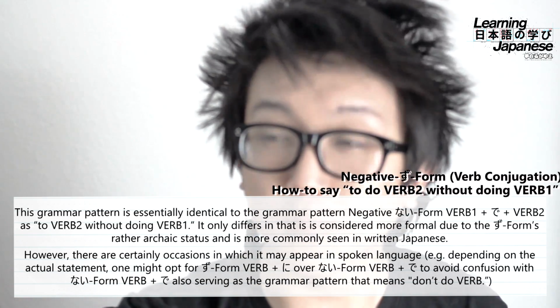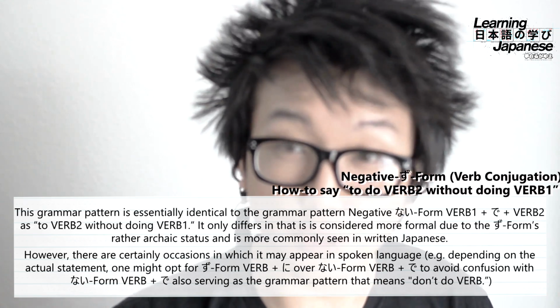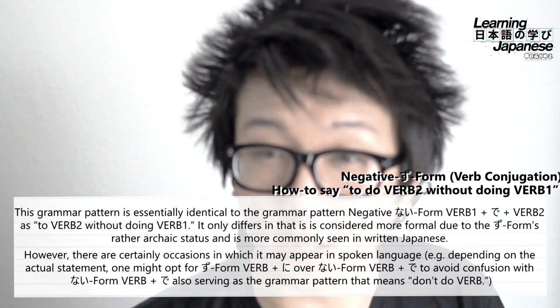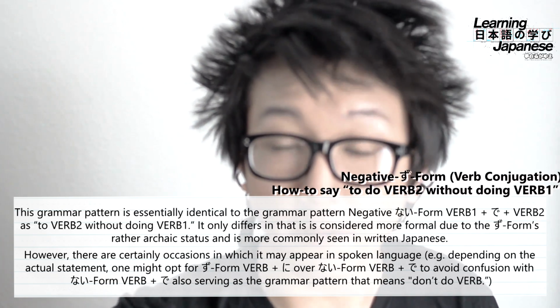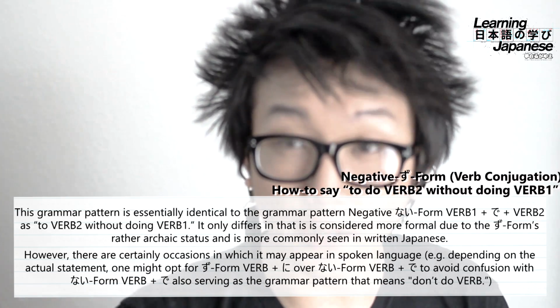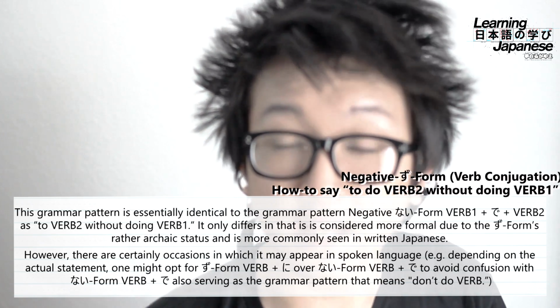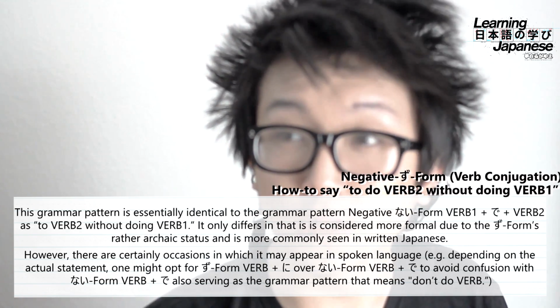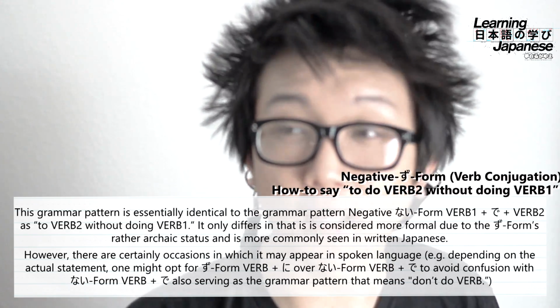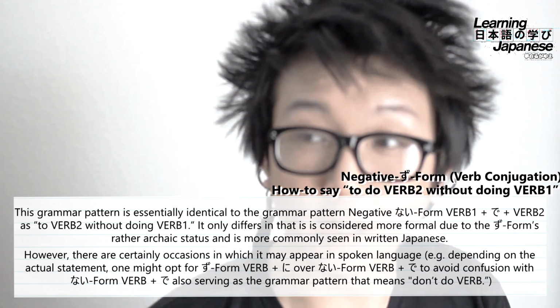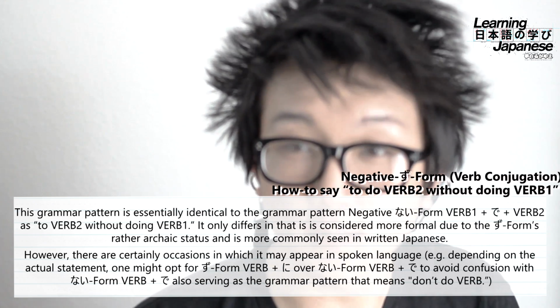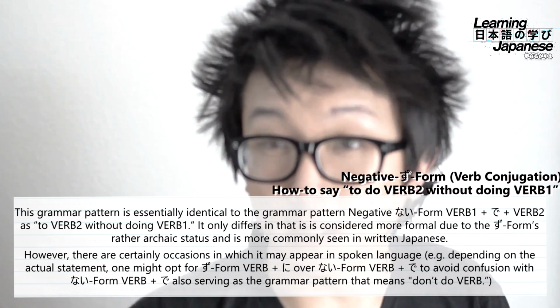So there you have it. Basically, the zu form nowadays is just used to say to do a verb without doing another verb, and this is actually not going to be its own special grammar pattern, because we have already covered another grammar pattern that pretty much means the exact same thing. Instead of using zu ni, we use naide, so basically a negative nai verb plus the particle de plus another verb in whatever conjugation you want, to mean to do a verb without doing another verb as well.